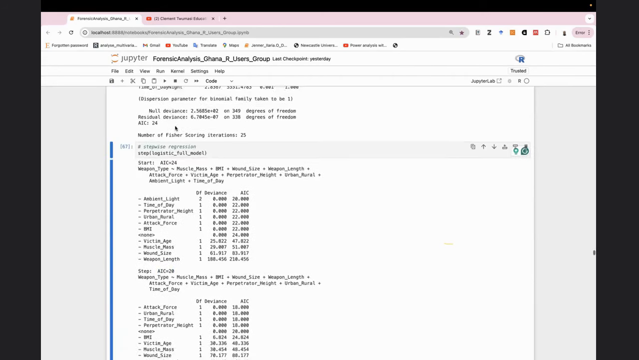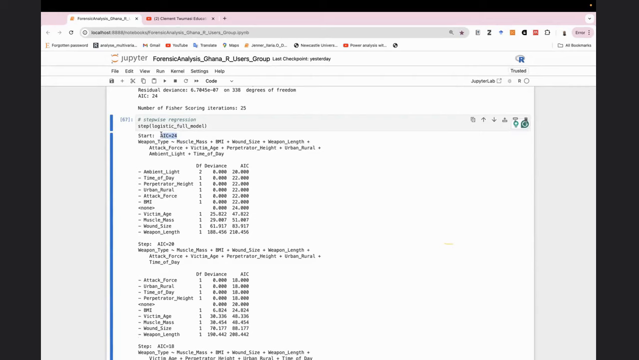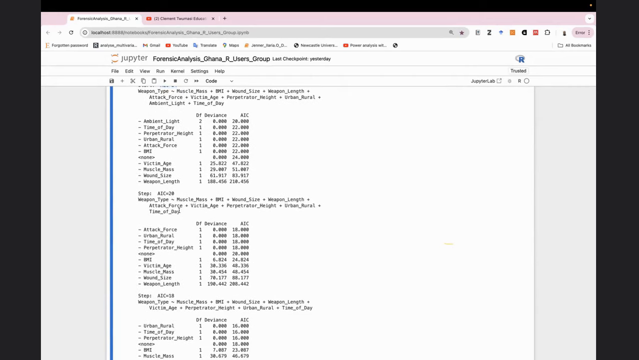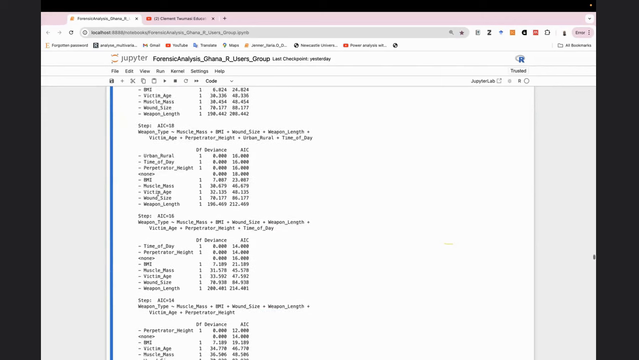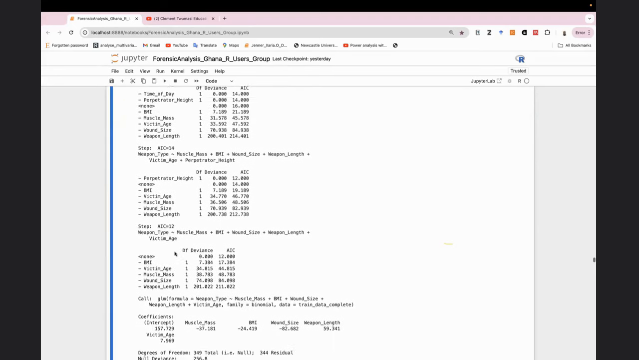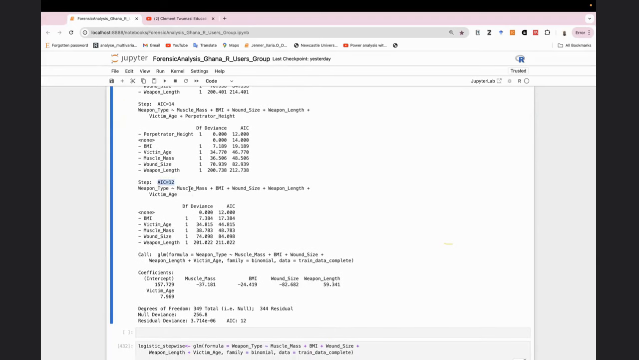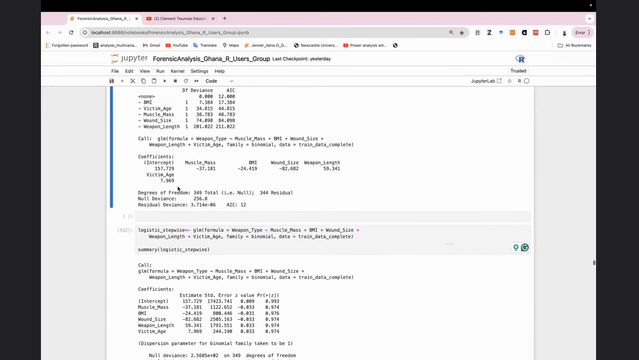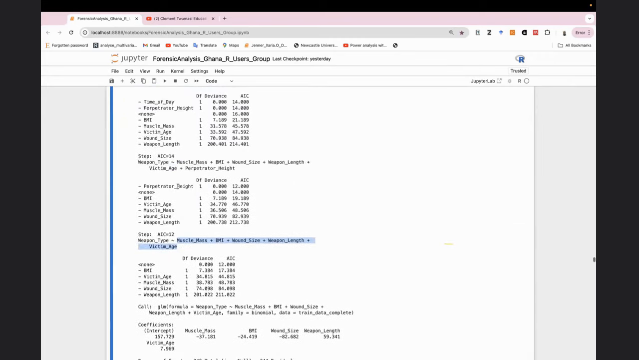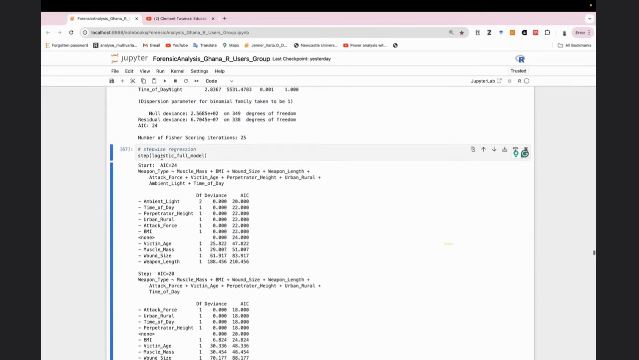So you notice that as it reduces the full model, the AIC was 24. But as we were reducing the model, as it was removing unimportant variables, the AIC was improving, meaning it was getting lower. So it got to a point where it considers there's no need to further remove any variables. So that's what we mean by the step function.